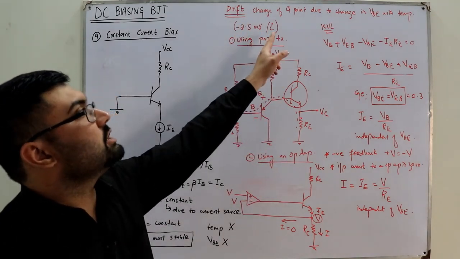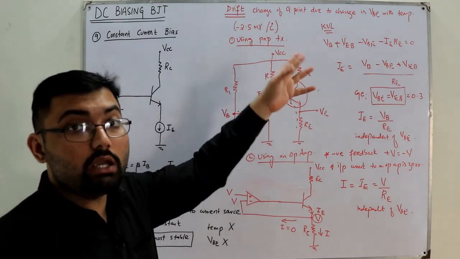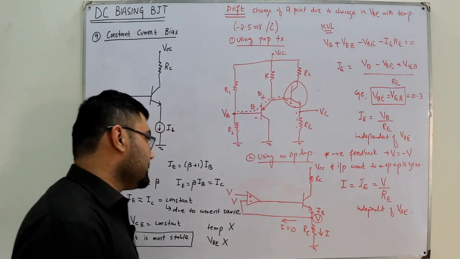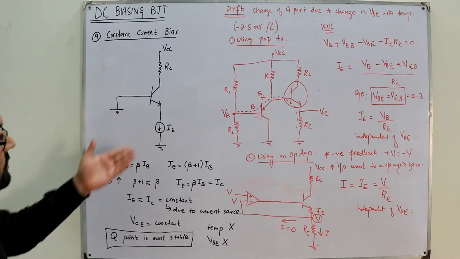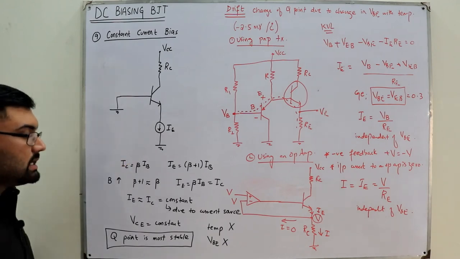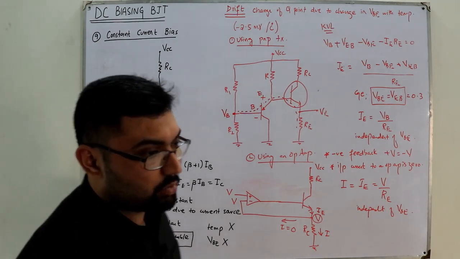Drift is the change of the Q point due to the change in VBE with the change of temperature. And this was the constant current bias, in which we had a constant current source. And I believe I finished this video over here.